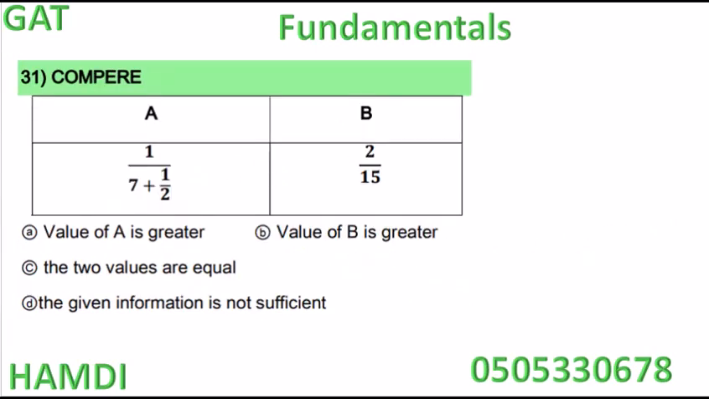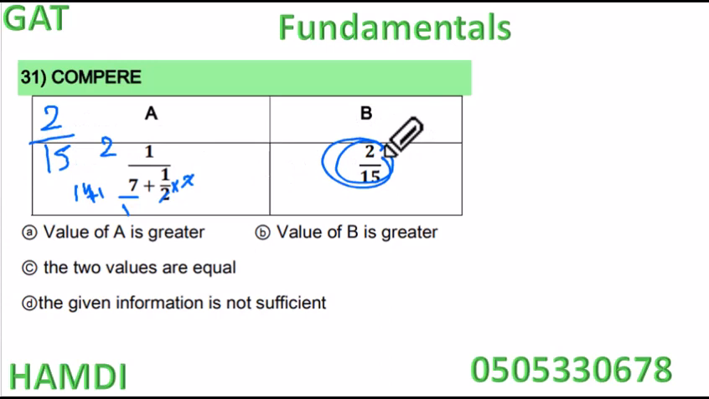For question number 31, we multiply by the LCM between 2 and 1. So multiply here times 2, up times 2, and here 7 times 2 will be 14. And 1 over 2 times 2 will be 1. 14 plus 1 will be 15. So that fraction is 2 over 15. And value B is 2 over 15. So the two values are equal.